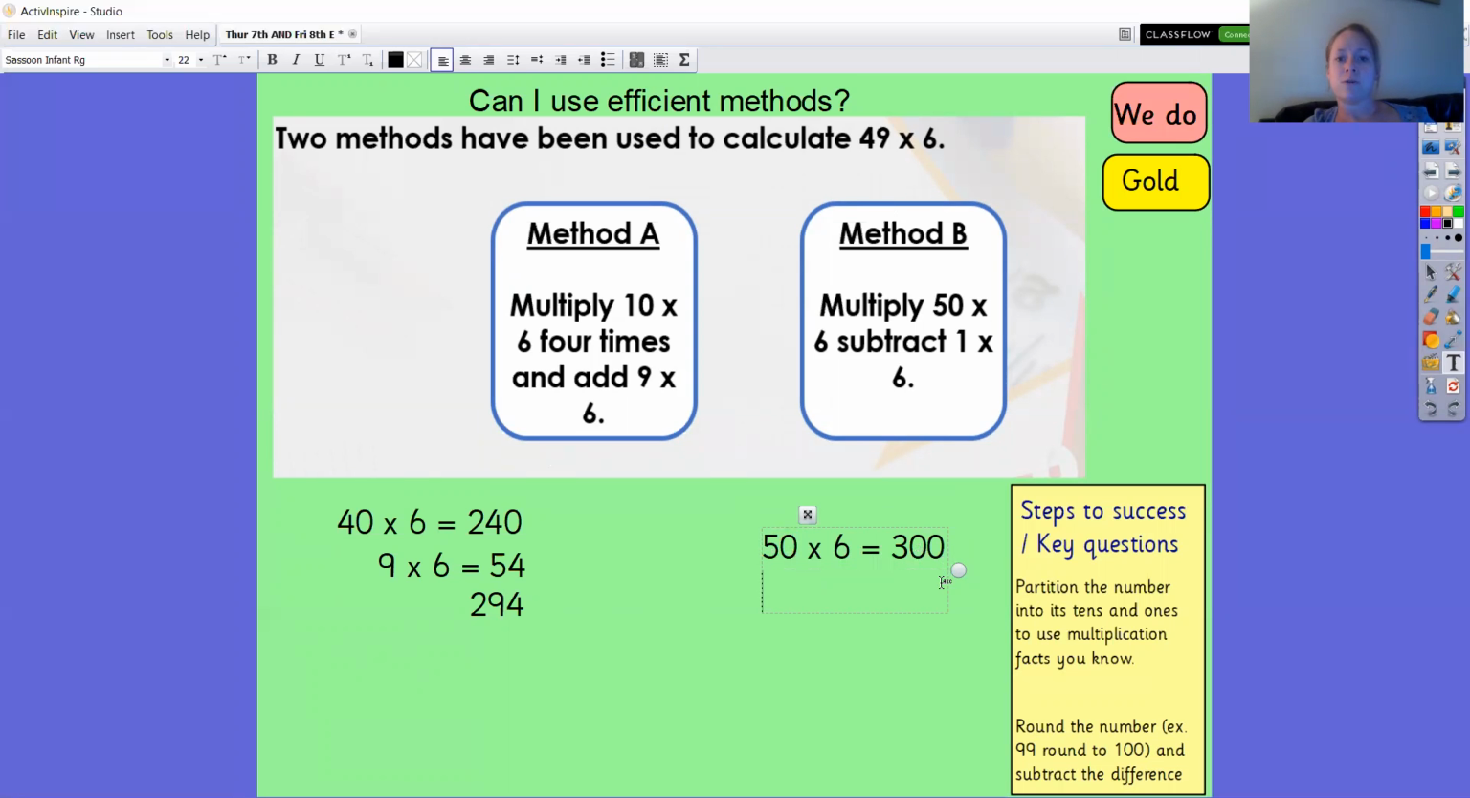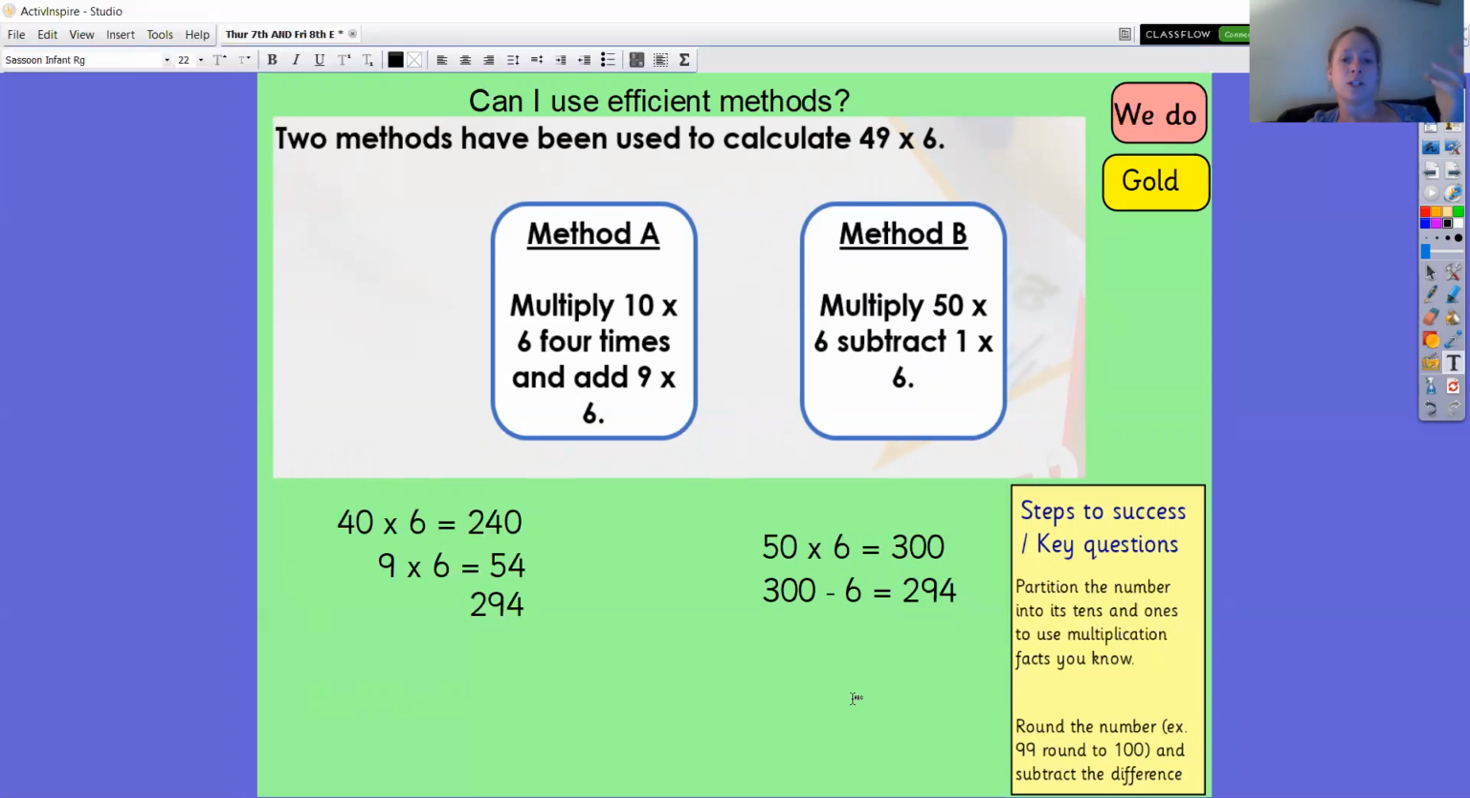And then because we added on 50 groups of 6, and we're only actually supposed to have 49, we've now got to take away one of those groups. So we've got 300, and we've got to take away one group of 6. So again, using my knowledge of my number bonds, I know it's going to be 290 something, and I know that 6 and 4 go together to make 10. So I know that's going to be 294, and obviously you can see we've got the same answer there. So this is a little bit of a trick question, and there's another one on the next page.